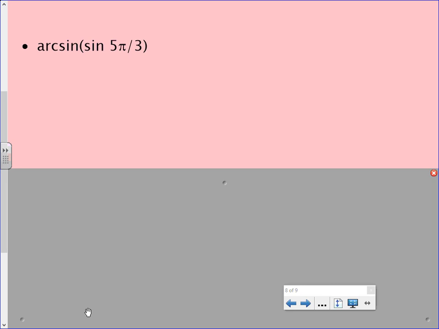The arc sine of 5 pi over 3. Please do not write this down. You are going to be tempted to be like, sweet, these cancel and it's 5 pi over 3. Is 5 pi over 3 an acceptable answer if your problem is arc sine? It is not. We cannot do that. 5 pi over 3 is not in the range of arc sine. So what we have to do is we have to go one step at a time.